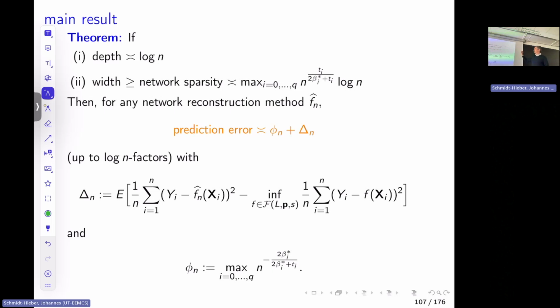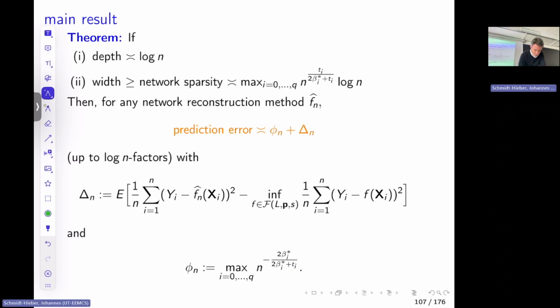Okay, these two assumptions. Now the conclusion is that for any network reconstruction method, right, we're talking about methods that take the training sample and spit out a neural network in this class with these conditions, we can say that the generalization error, which is here called prediction error, is upper and lower bounded up to log n factors by 2 terms. Okay, and so what are these 2 terms? Maybe let me start with the delta_n first. What is the delta_n? The delta_n measures the optimization error.